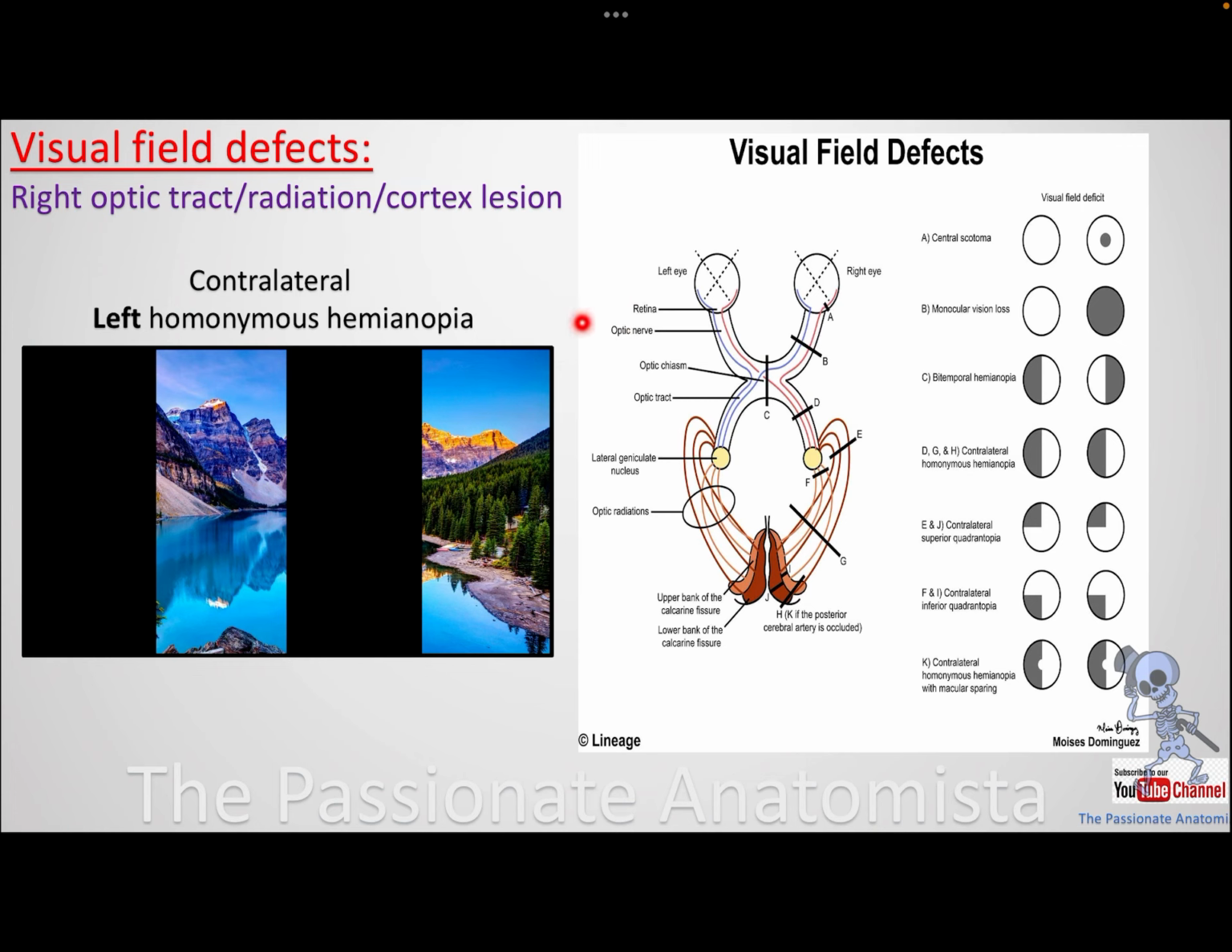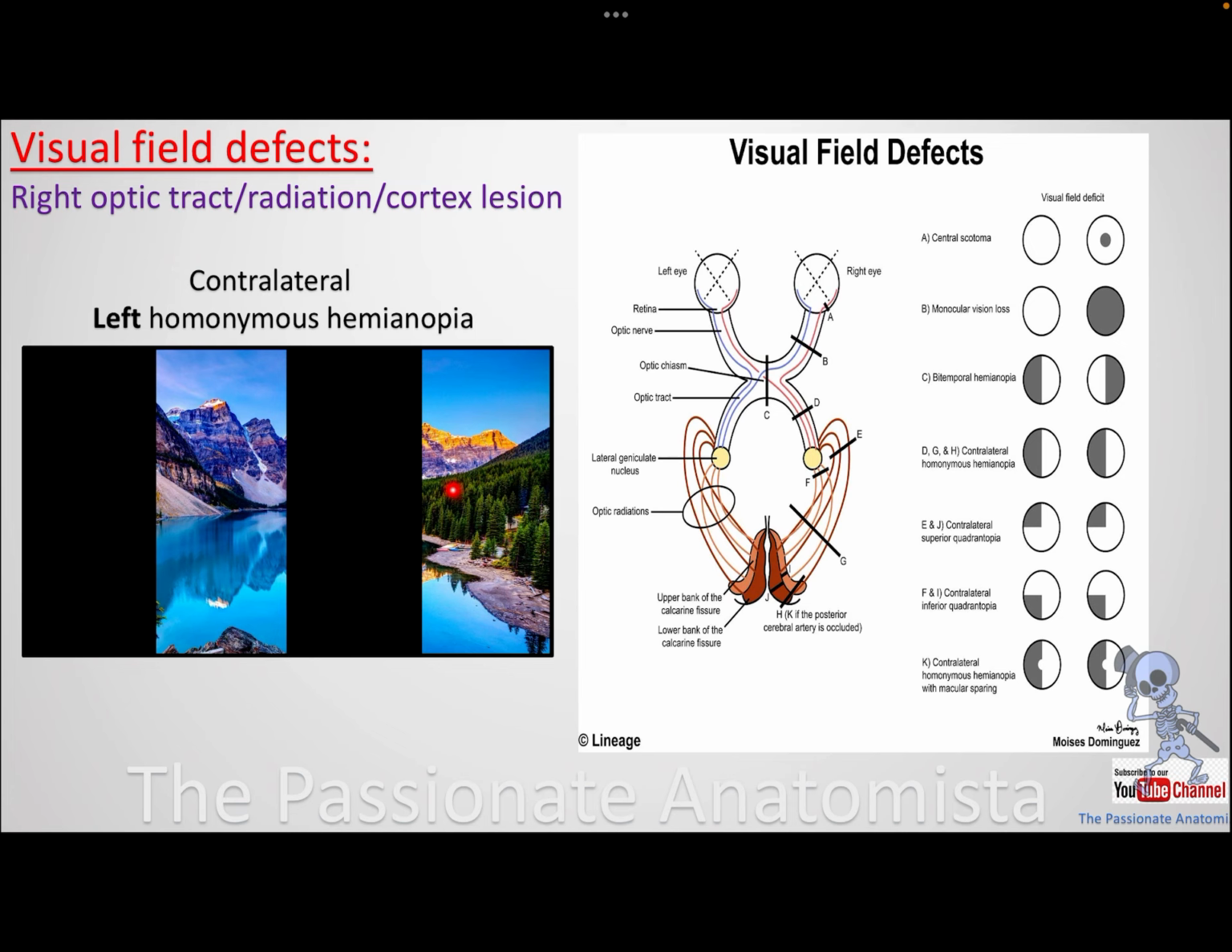What does that mean? If I'm on the left eye, I'm going to lose the left temporal field. If I'm on the right eye, I'm going to lose the left nasal field. Because here we are referring to right and left based on the eye. This is my right eye. I am the patient. I have a problem in the right tract, or right radiation, or right cortex. I'm going to lose left of right eye, left of left eye. What is the left of your left eye? It's the temporal field. Okay, fine. Then I will lose the left temporal field of the left eye.